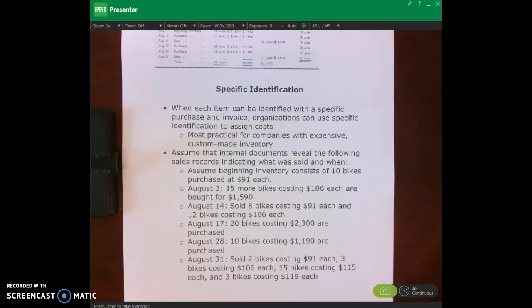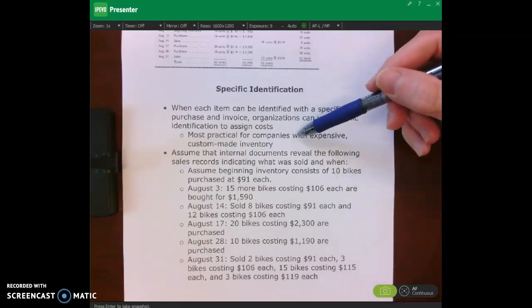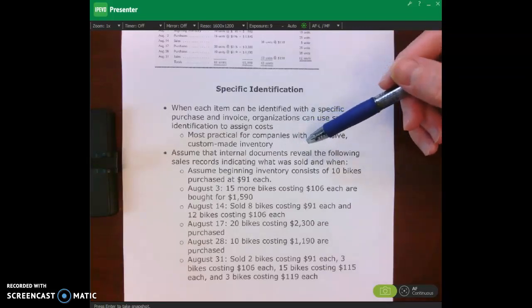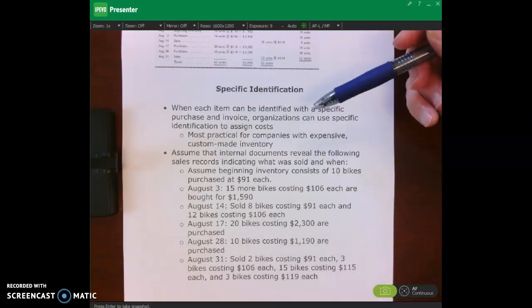So if somehow we were able to tag all those boxes of markers and say, we sold this box of markers that cost us $1, we could use specific identification. The problem is that's not very practical for high volume products. It is practical for companies with very expensive custom-made inventory, such as a car dealership. They would know that.